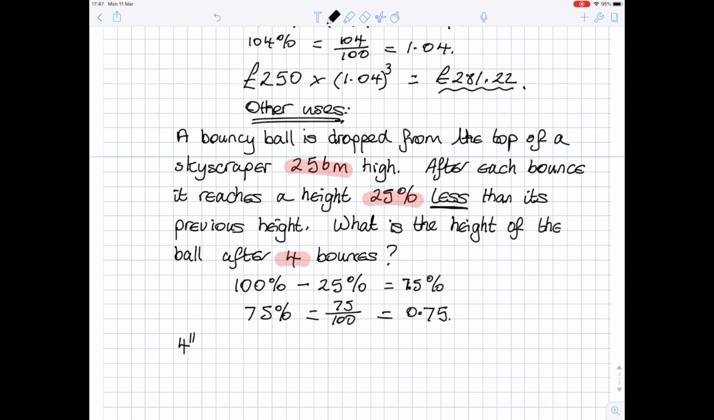So to find the height after the 4th bounce, we need the original height multiplied by the multiplying factor, which is 0.75, and the number of bounces is 4. And 256 multiplied by 0.75 to the power 4 is 81. So after the 4th bounce, it will get to a height of 81 metres.